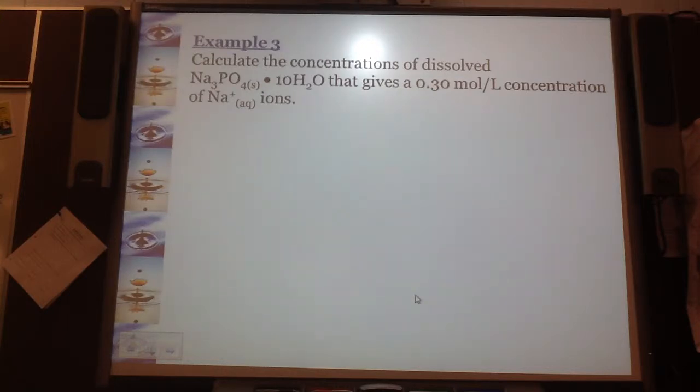Okay. So, calculate the concentration of dissolved sodium phosphate decahydrate that gives 0.3 mole per liter concentration of sodium ions. So, again, you write out your dissociation equation. You don't need to worry about the H2O because it's like saying you're dissolving H2O in H2O. So you write out your sodium ions and your phosphate ions. So you need to balance it, and again, you can leave your H2Os. So the only thing you have to change is your sodium, 3.